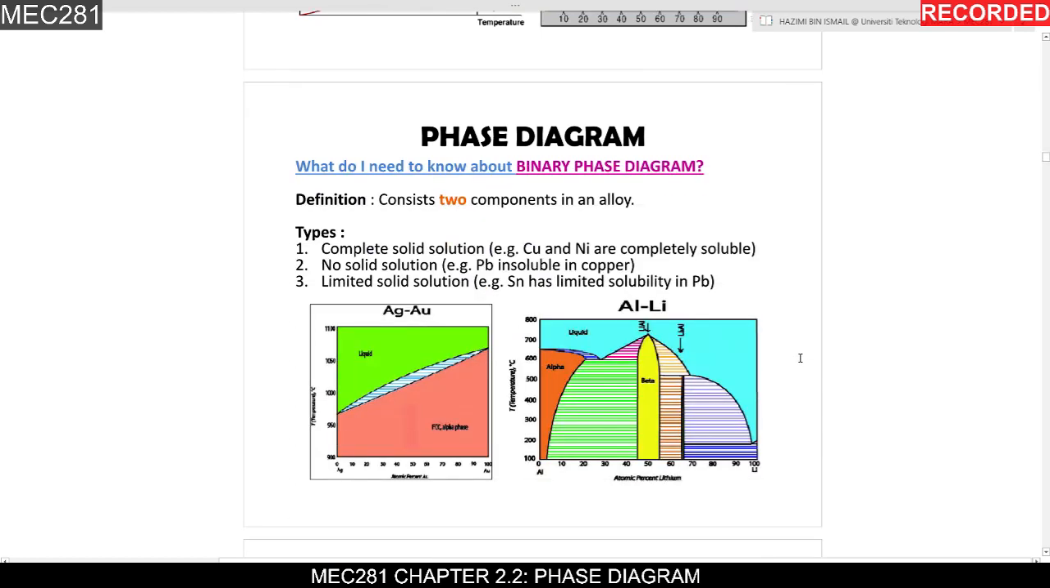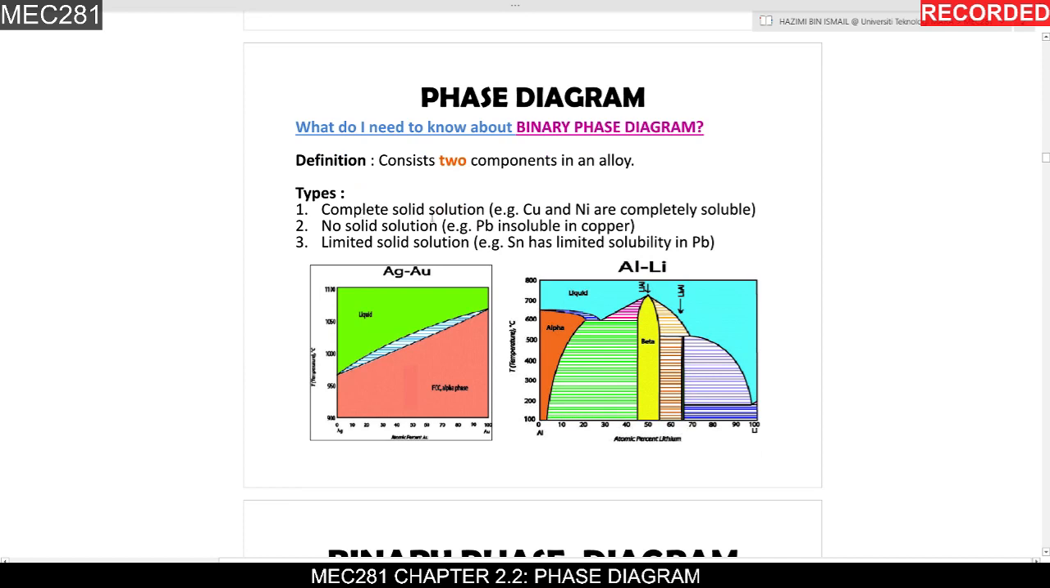And for the syllabus, as I mentioned, we are focusing more on the binary phase diagram. By the definition, the binary phase diagram consists of two components in an alloy. The types are complete solid solutions, for example copper and nickel, which are completely soluble; no solid solutions, for example plumbum insoluble in copper; and limited solid solution, for example strontium has limited solubility in plumbum, which is lead.